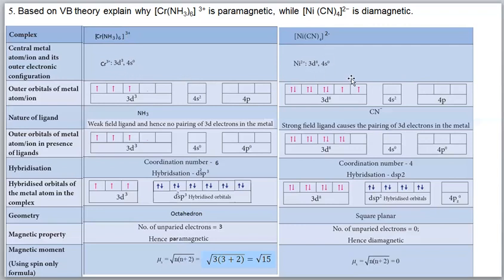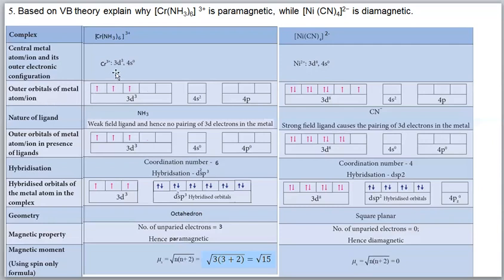Then what about nickel? Scandium, titanium, vanadium, chromium, manganese, iron, cobalt, nickel, the 8th element. Okay. So 3d8 4s2 electronic configuration. Here plus 2 is there. So 2 electrons from the s orbital are removed. So we will get 3d8 4s0. This is the electronic configuration.